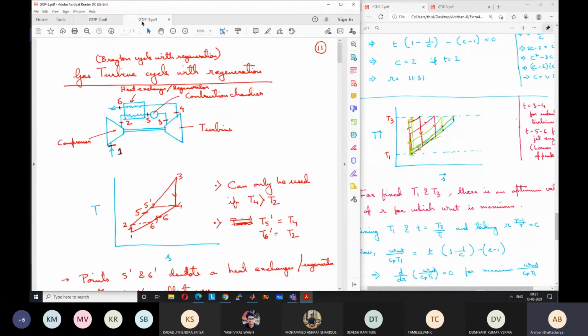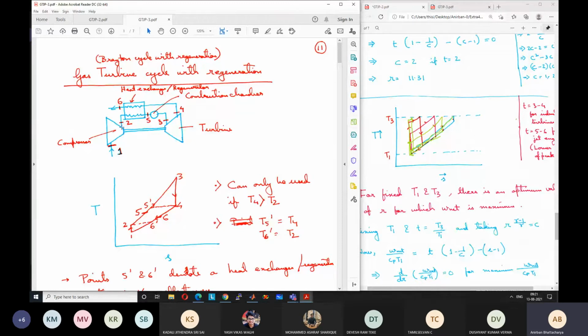So this is the idea behind the regenerative cycle, the regeneration cycle. The idea is that the exhaust gas which goes out at state 4 will be used to heat up some of the air which is coming from the compressor. I will explain the cycles in a minute, but let me first explain the philosophy. We have a lot of heat getting wasted in the exhaust gas. We'll use some part of that heat to increase the temperature of the air which is coming from the compressor.